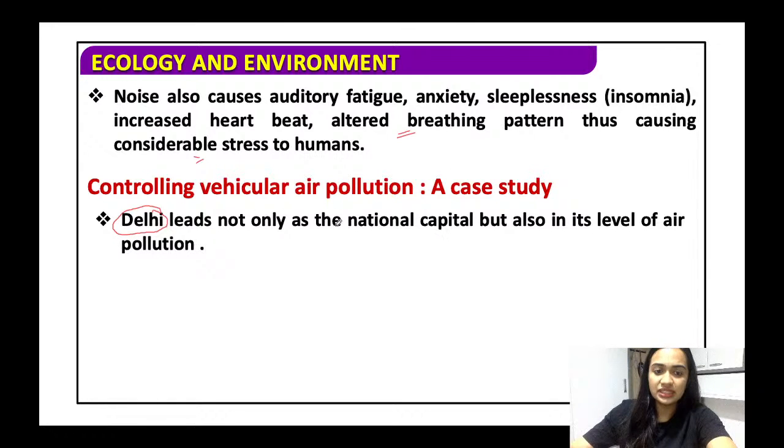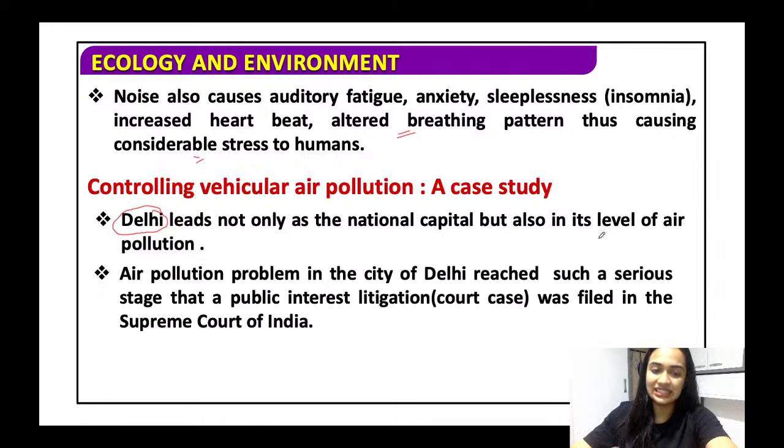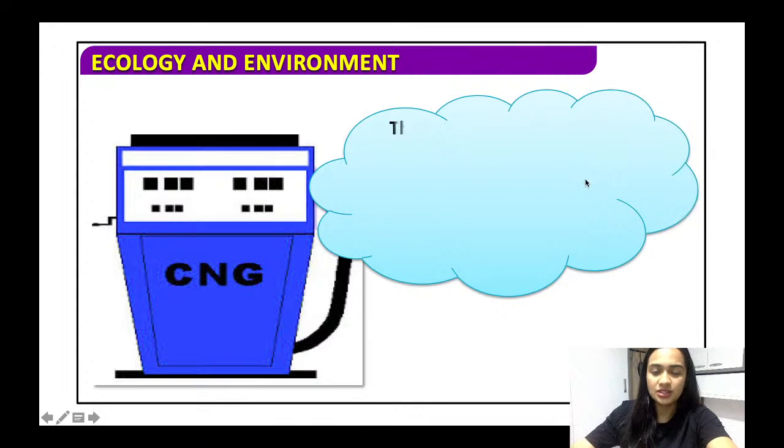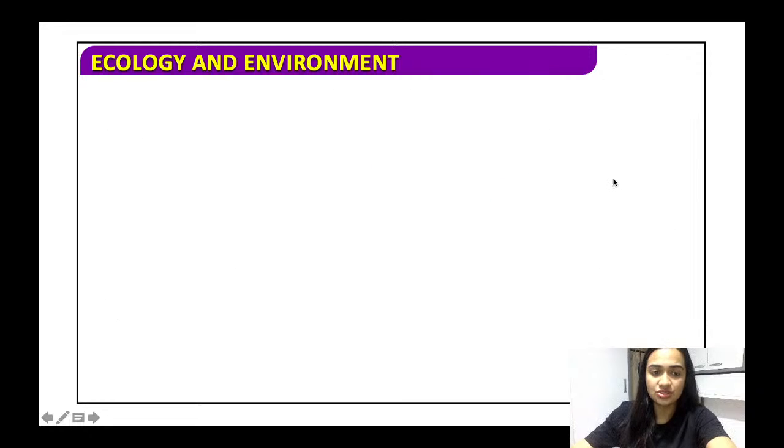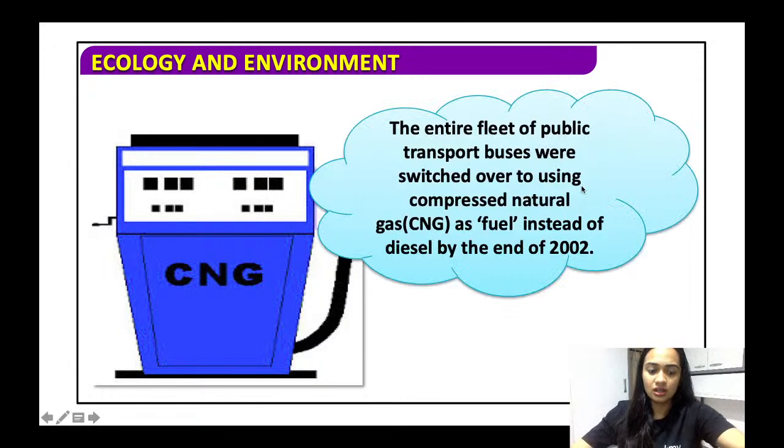So, Delhi, not only as the national capital, but also in its level of air pollution, it leads. The air pollution problem in Delhi reached such a serious stage that a public interest litigation, a court case, was filed in the Supreme Court of India. ठीक है. तो ये सारी चीजें जानना बहुत जरूरी है क्योंकि प्रेजेंट में ये सिचुएशन हो रहा है. ठीक है. So the entire fleet of public transport buses was switched over to use CNG. तो वहां पे जितने भी पब्लिक ट्रांसपोर्ट थे सबको सीएनजी में चेंज किया गया.